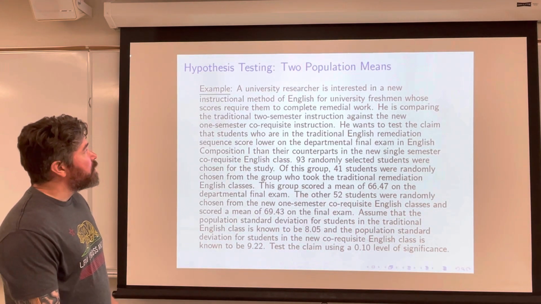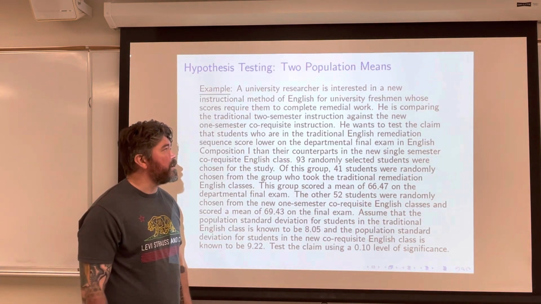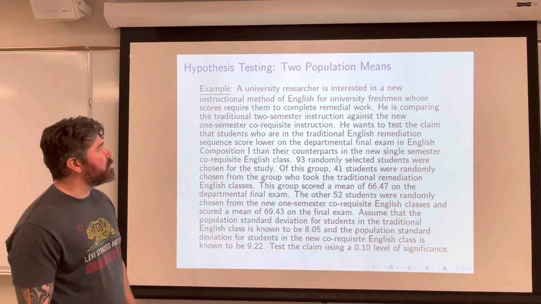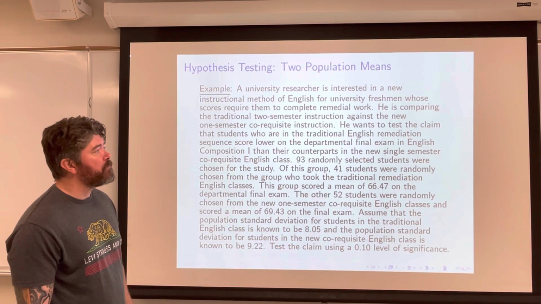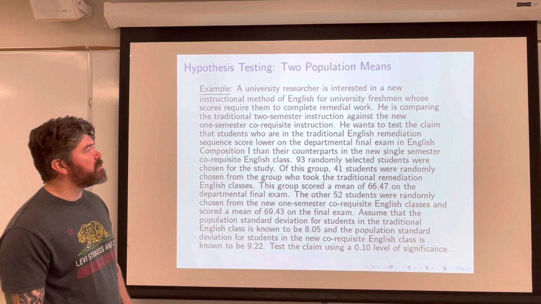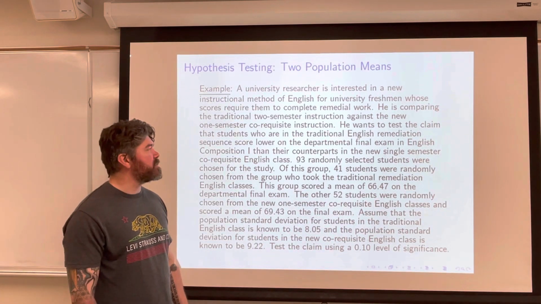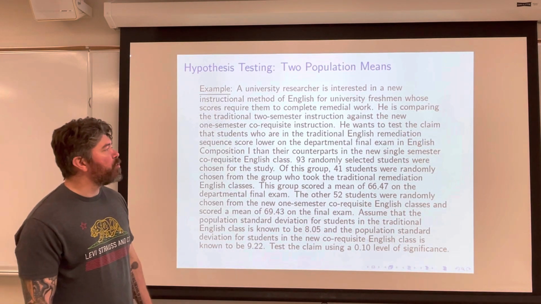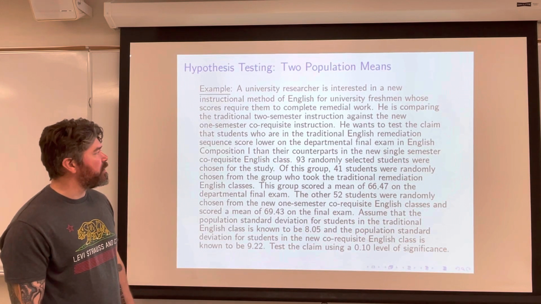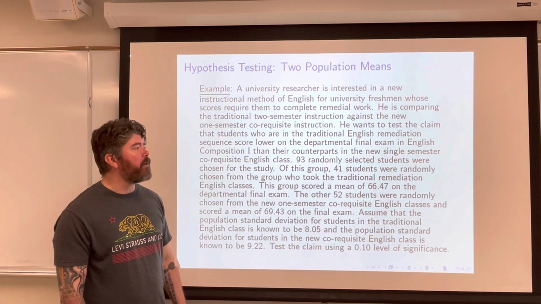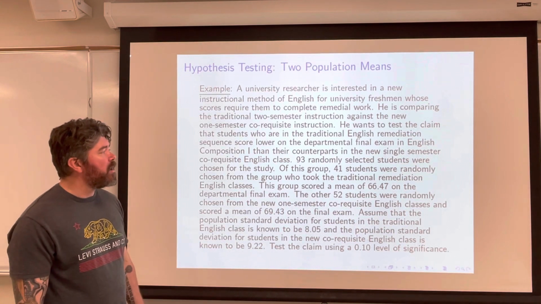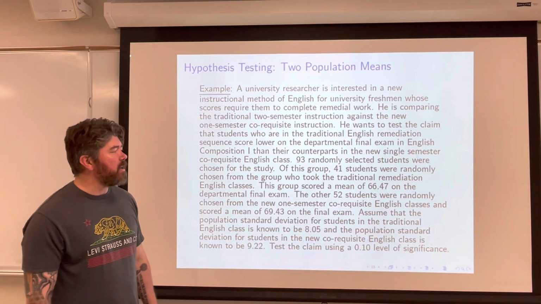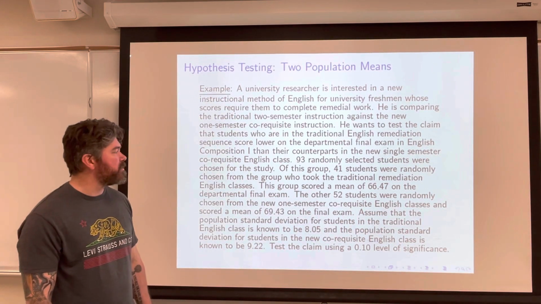Let's look at an example. A university researcher is interested in a new instructional method of English for university freshmen whose scores require them to complete remedial work. He is comparing the traditional 2-semester instruction against the new 1-semester co-requisite instruction. He wants to test the claim that students in the traditional English remediation sequence score lower on the departmental final exam in English Composition 1 than their counterparts in the new single-semester co-requisite English class. 93 randomly selected students were chosen for the study.